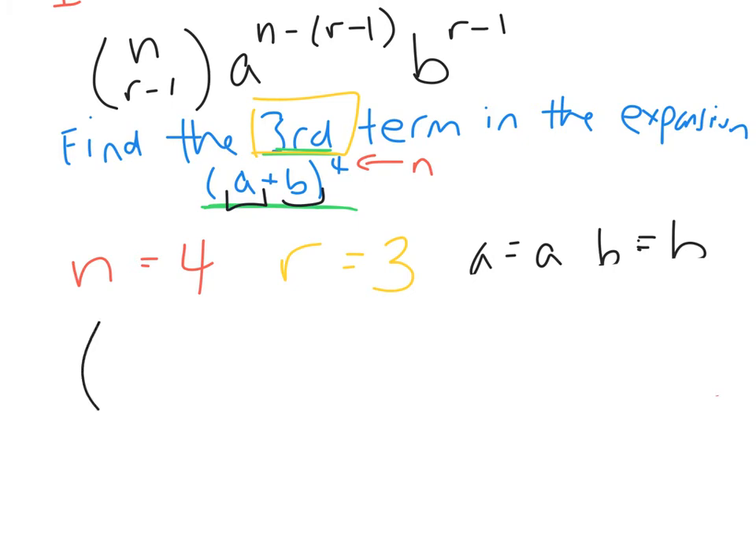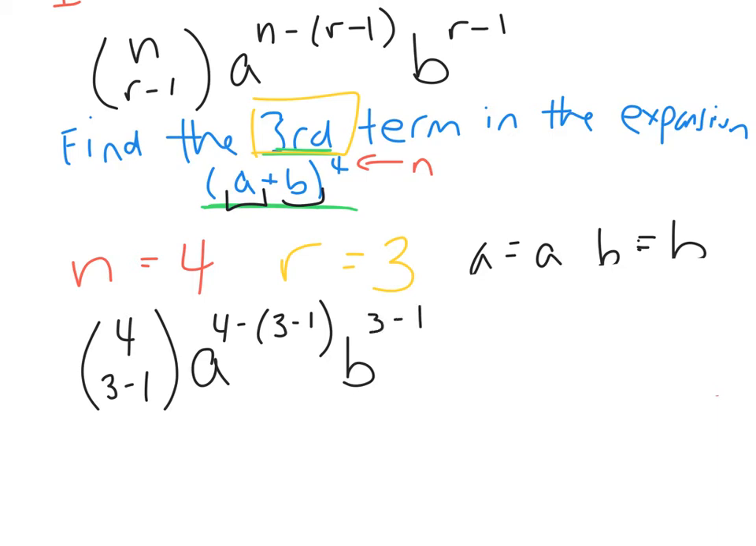So if I plug into the formula, we're gonna have 4, and then r is 3, so 3 minus 1. A is just a, right? A is still a. And then n is 4 minus 3 minus 1. And then times b to the r, which is 3 minus 1. Okay, so let's simplify that a little bit. So we're going to end up with 4 choose 2, and this is called a combination.